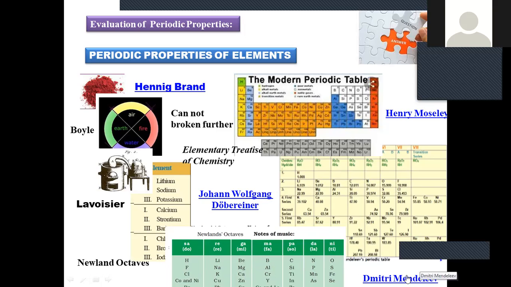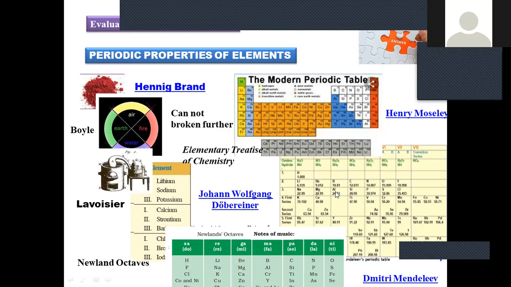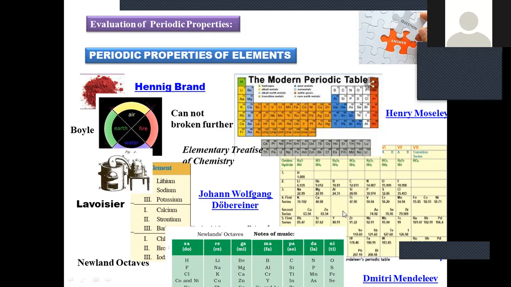So these are Newlands' octaves. And next is Mendeleev. With Mendeleev, a certain kind of scientific classification was started at this time, right? The scientific classification was made by Dmitri Mendeleev, where all the elements of the periodic table are arranged according to their increasing atomic mass. He considered increasing atomic mass for the classification of the elements. So atomic weight is considered for the classification of elements.